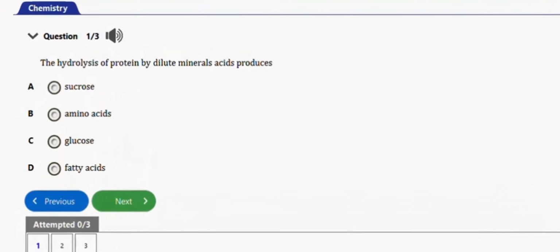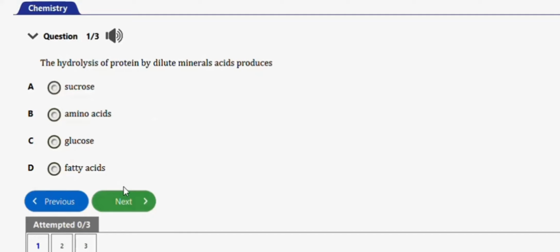In this video, we're going to learn how to solve these chemistry problems under protein. So guys, we have 3 repeated questions to practice with in this video. Let's get started. The first question I have here says the hydrolysis of protein by dilute mineral acids produces, so the right answer will be option B, which is amino acids. It's a very simple question.